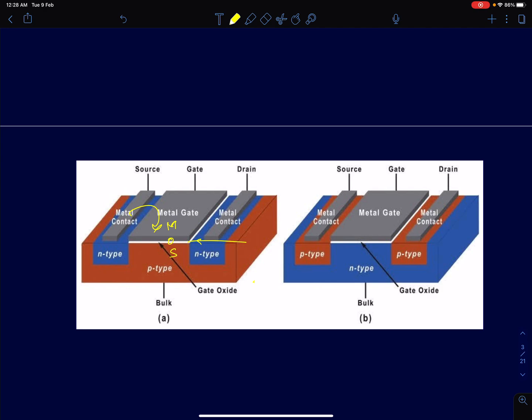So this is a very brief history. We have not gone in depth, but this is a very brief history of the invention of the MOSFET. In the next lecture, I will discuss the physics of current conduction in MOSFETs.